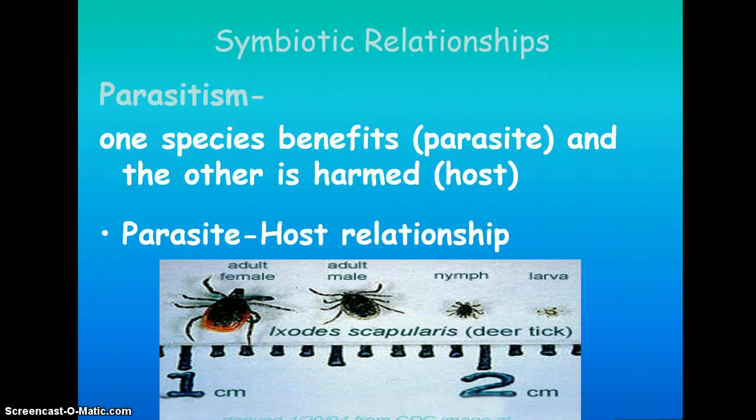Another example of a symbiotic relationship is parasitism. One benefits, that's the parasite, and the other is harmed, the host. So parasite-host relationship, again, here's a perfect example, the tick. The tick is considered a parasite.